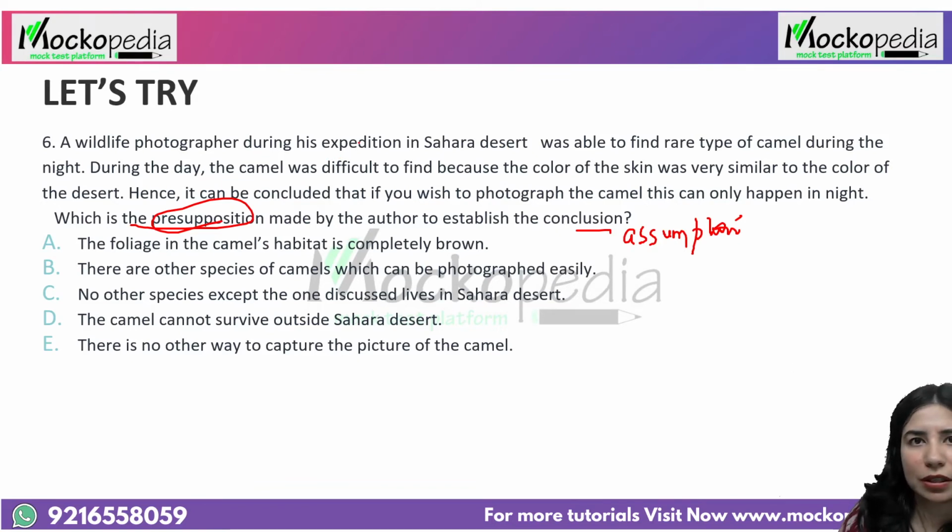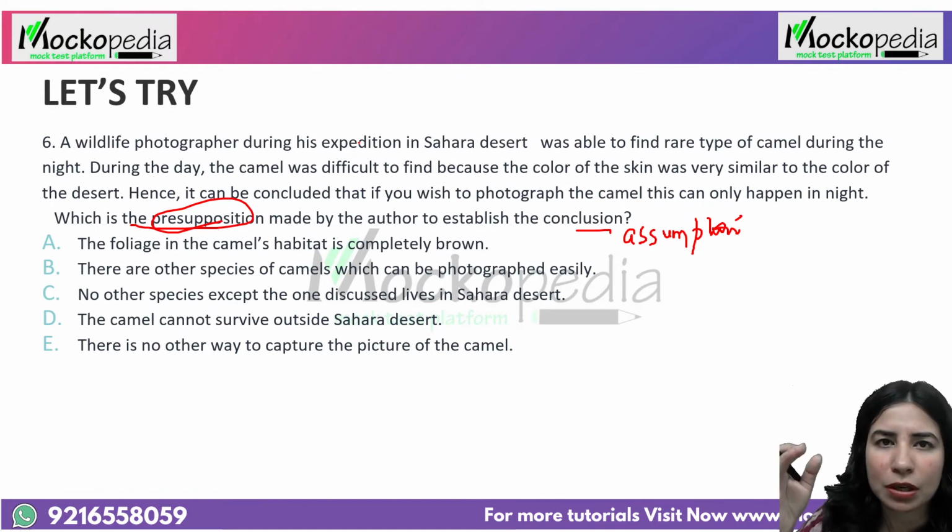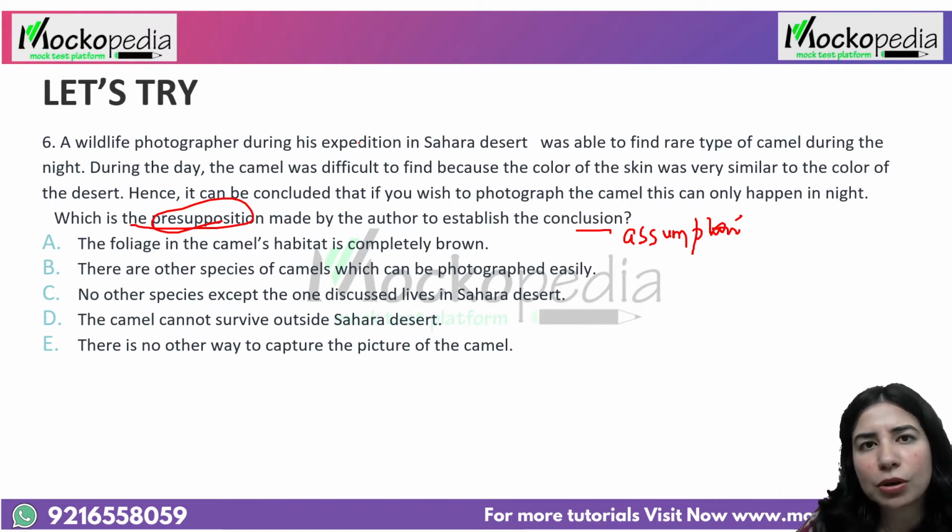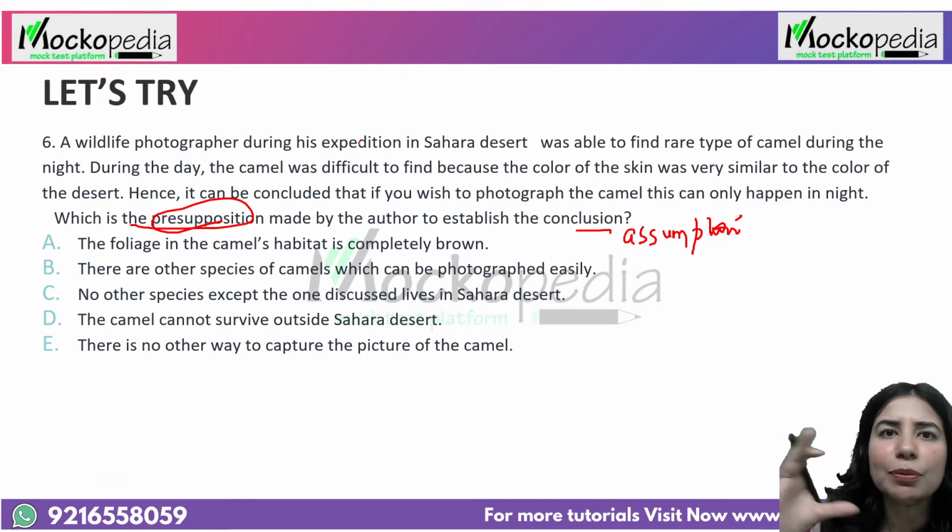So this is a situation given to you where there was a wildlife photographer on an expedition. Expedition means you're going out, and apart from travel, you have other objectives when you are visiting a new area. During the day, the camel was difficult to find because the color of its skin was very similar to the color of the desert.